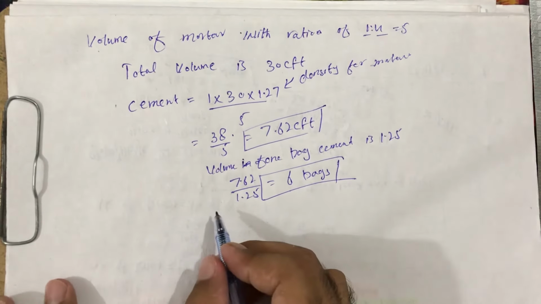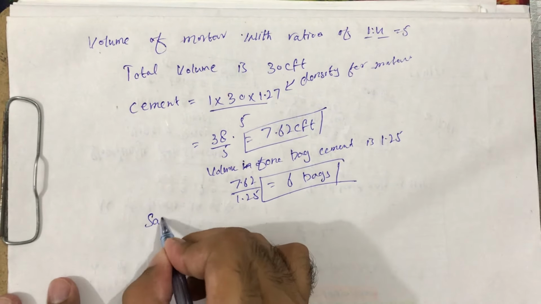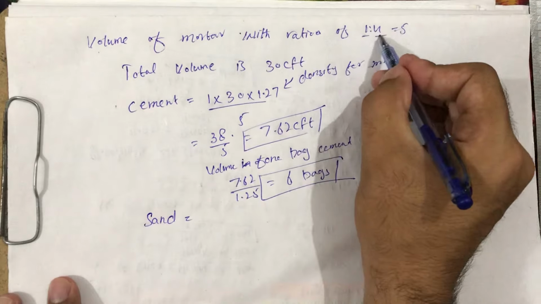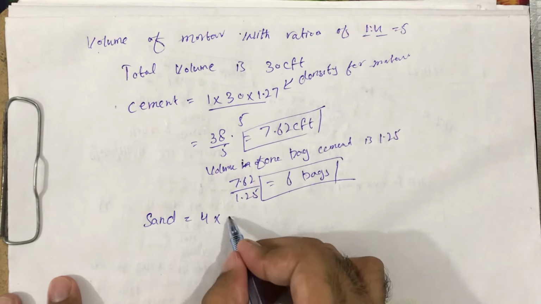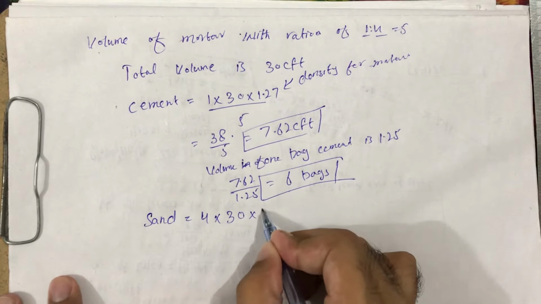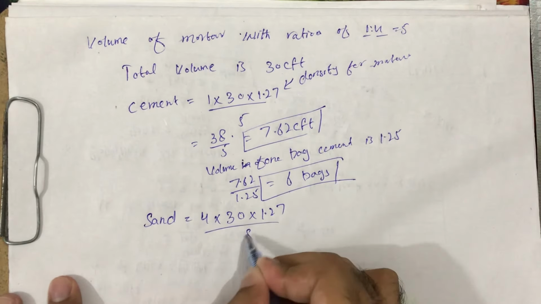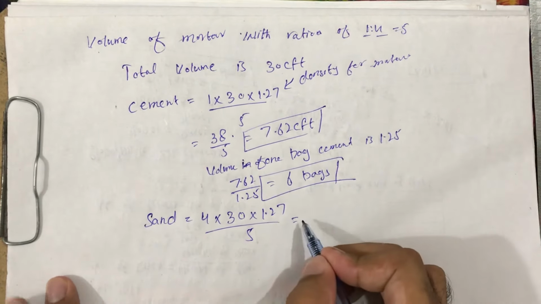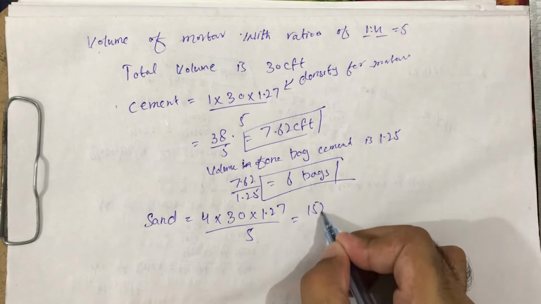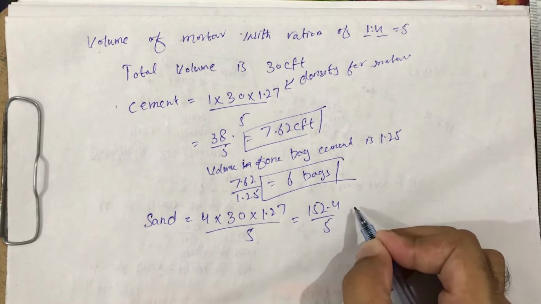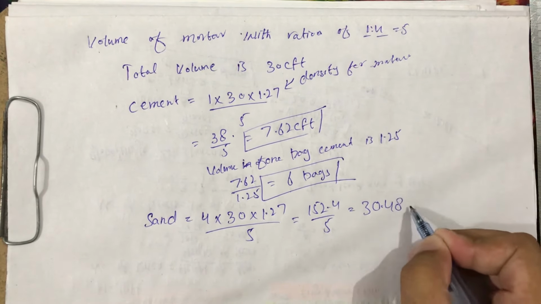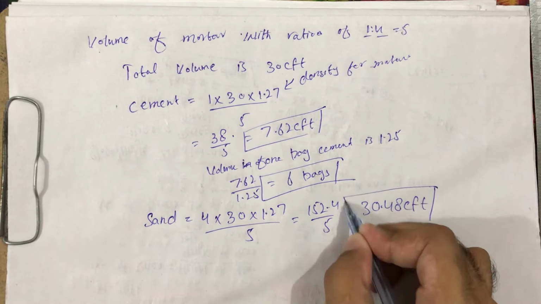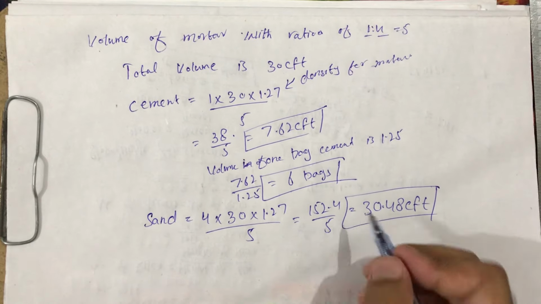Now we have to find sand. So sand is equal to the ratio of 4, which is 4 multiply total 30 multiply 1.27 divided by 5, which is the sum. So it will give us 152.4 divided by 5. So the total will be 30.48 CFT. It is sand.